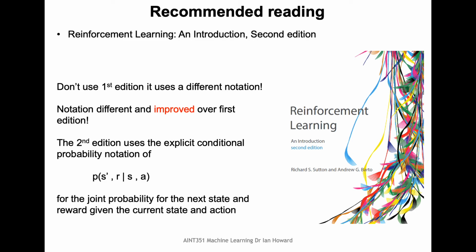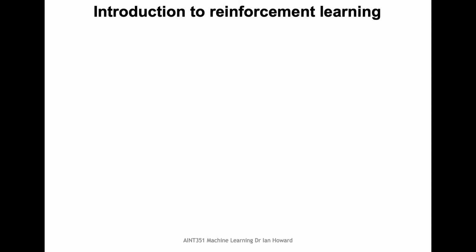way of writing down relationships, for example, probability of the next state and the next reward given past state and action and things like that. It uses this nice probability way of writing things down.